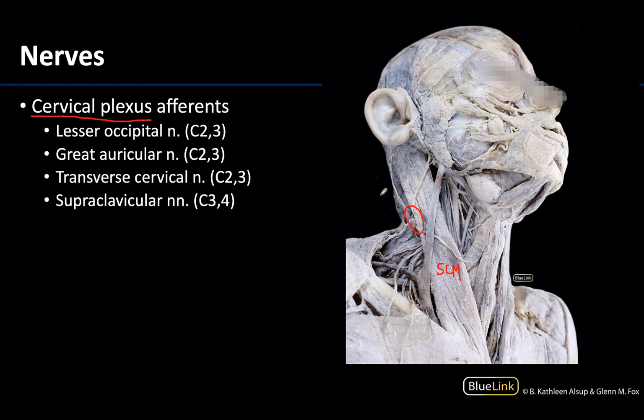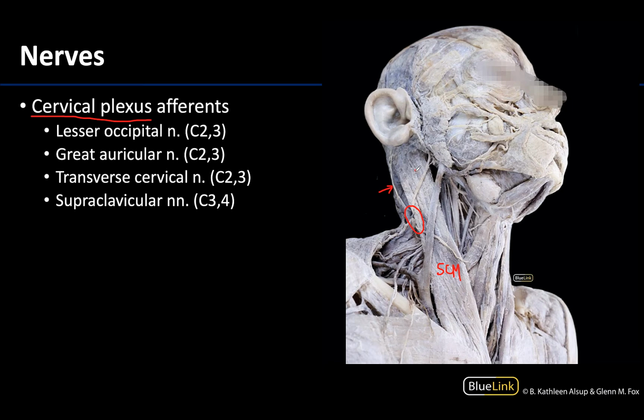And we will start with the lesser occipital, which I am drawing an arrow to right here. This is composed of axons from C2 and sometimes C3. I like to think of this one as kind of the one that you can see right behind the ear. So it's going to innervate the skin of the neck and the scalp posterior to the ear.